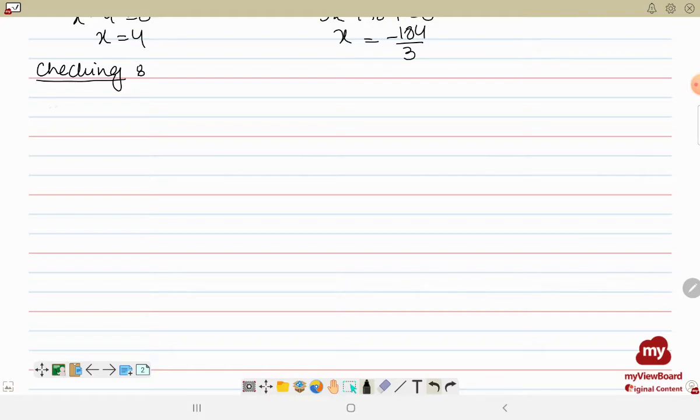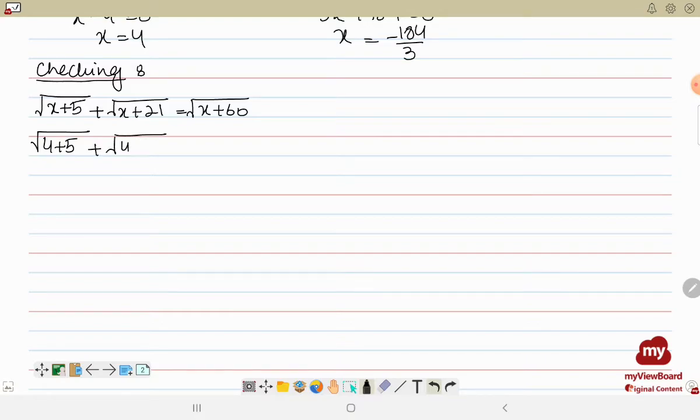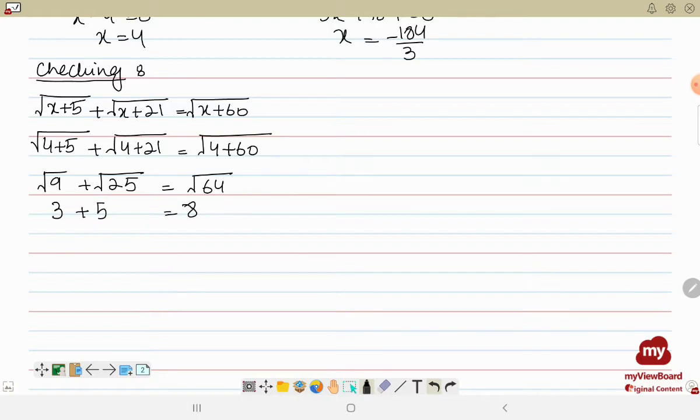We'll insert each value of x in the given equation. Let's write the given equation: square root of x plus 5 plus square root of x plus 21 equals square root of x plus 60. So instead of x, we'll write 4 plus 5, and then square root of 4 plus 21 equals square root of 4 plus 60. We are having 9, we are having 25, we are having 64. Open up the square roots, we'll get 3 plus 5 equals 8. So this means x equal to 4 satisfies the given equation, so it will go into the solution set.